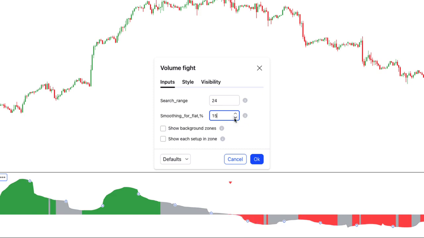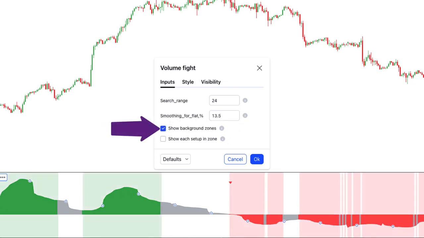Depending on the volatility of the asset you are trading, you may need to increase or decrease the smoothing for the flat part. There is also an option for showing background zones, which you can turn it on if you like. And also by default, only the initial signals for the bullish or bearish dominance is shown by the help of these triangles. But you have an option here that can turn on the signals on every change from gray to red or green color.